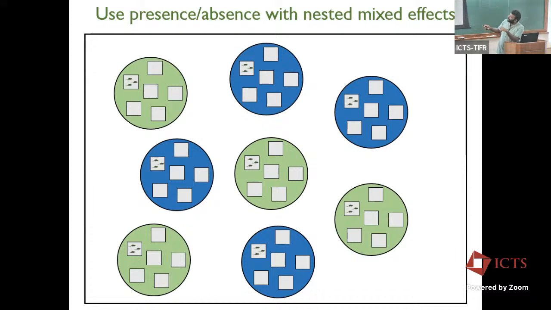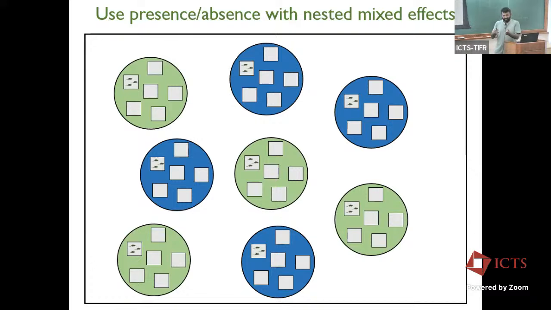Okay. So in this case, I'm assuming that we all have information about each individual organism. We'd use presence absence with nested mixed effects. So what are nested mixed effects? The first level of mixed effects is at the site level. So these are the sites, all the big circles. The next level of random effects is at the plot level.